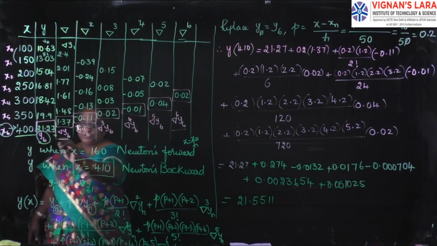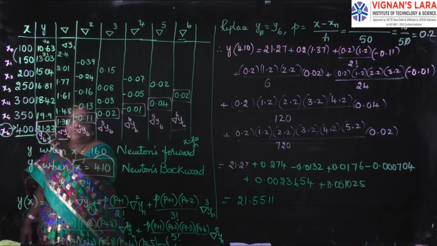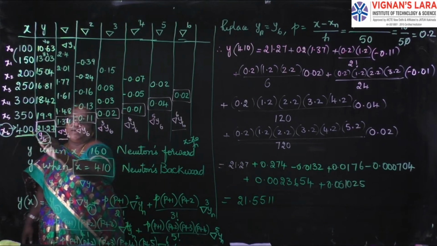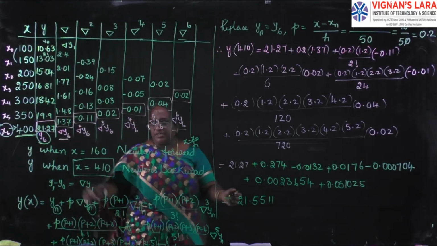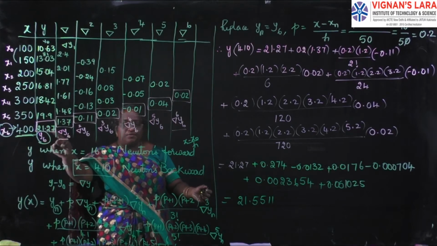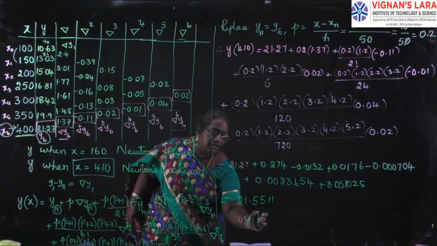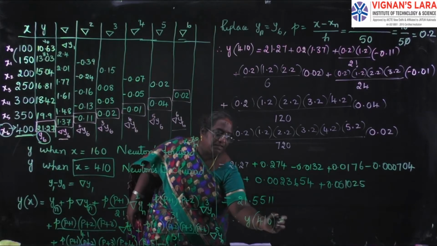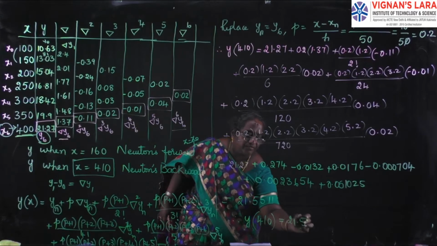21.27 is the value of y when x is 400. We have to calculate the value of y when x is equal to 410. So it should be greater than 21.27. Therefore, the y value at 410 is equal to 21.5511.